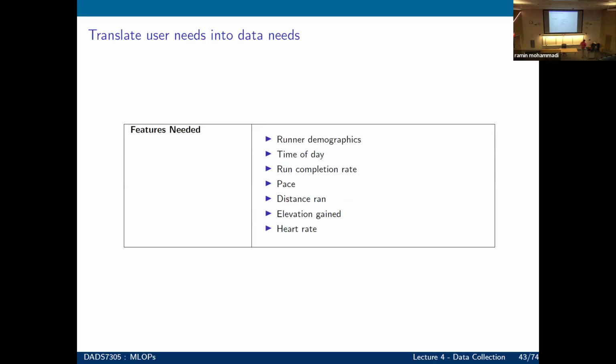Then you need to understand what features you need: runner demographics, time of the day, completion rate, pace, distance they ran, and so on. If you're building an app, it's not easy to collect certain information, depending on whether you're on iOS or Android, since you get different permissions. But if you have access to geographic data from users, be sure that it's protected. It's sensitive data.